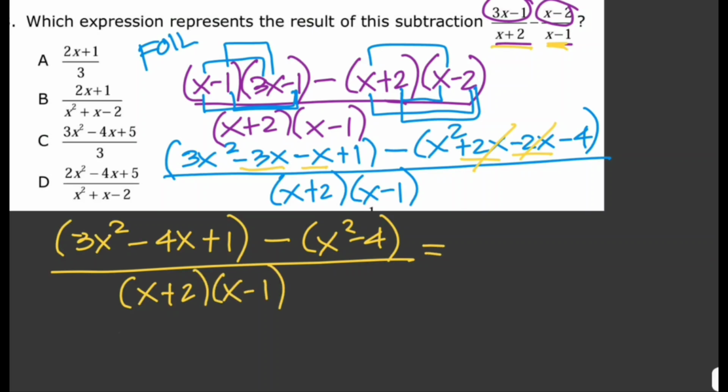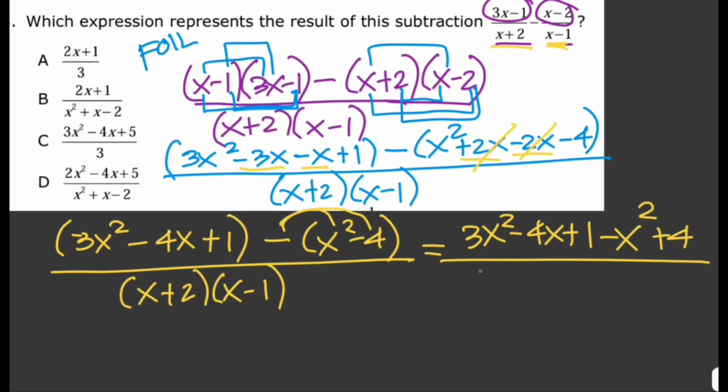Then we further simplify. This would become 3x squared minus 4x plus 1. We distribute the negative sign to the expression inside the parentheses to get rid of the parentheses. It would become negative x squared plus 4 all over x plus 2 times x minus 1.